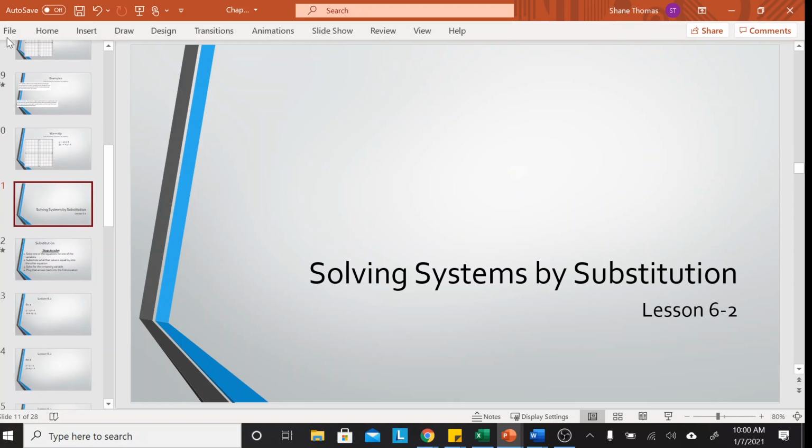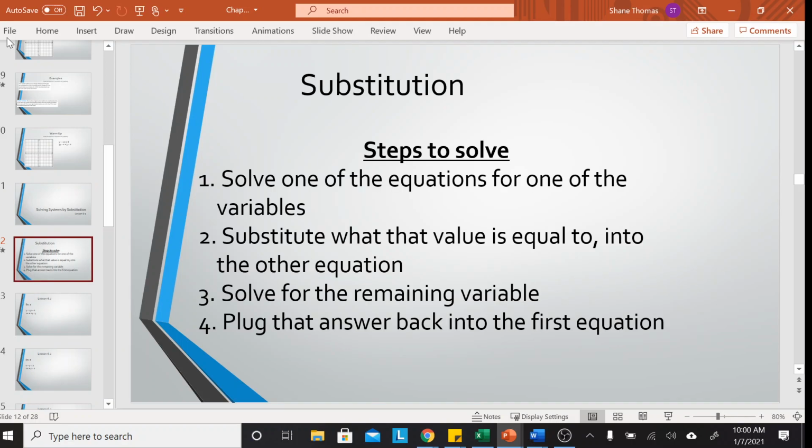All right. Second kind is solving systems by substitution. You guys probably had me for this, didn't you? Way back. All right, so solving systems by substitution. Here are your steps for substitution. Solve one of the equations, get one of the variables by itself. Substitute that value into the other equation. Solve for the remaining variable and plug that answer back into the first equation.